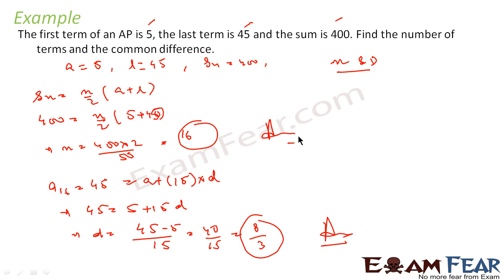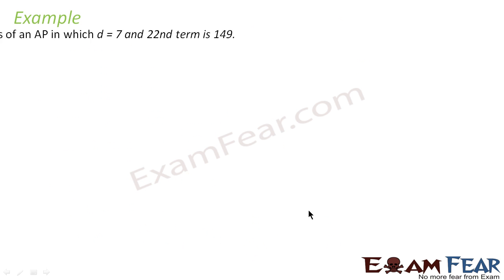Very simple, just direct application of the formula. Arithmetic progression is very simple. You just have to understand the question and directly apply the formula to get the answer. Here we used Sn = n/2 (a + l), a direct application of the formula, and got n = 60. Since n = 60, a60 is equal to l, the last term, and so we got d = 8/3. Let's take one more example.